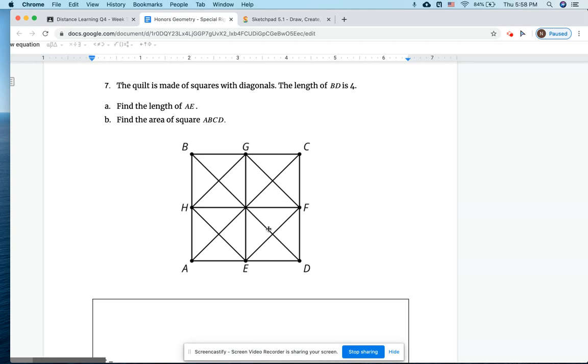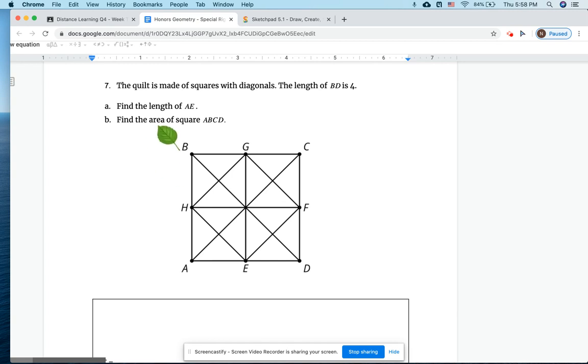So since BD is 4, we can figure out what AD is by dividing 4 by the square root of 2. Because we know that the relationship between the diagonal of a square and the side length of a square is the same as the relationship between the hypotenuse and the leg of a 45, 45, 90 triangle. So we're going to take 4 and divide by root 2 to get AD. And then once we have AD, we can divide that by 2 to get AE.